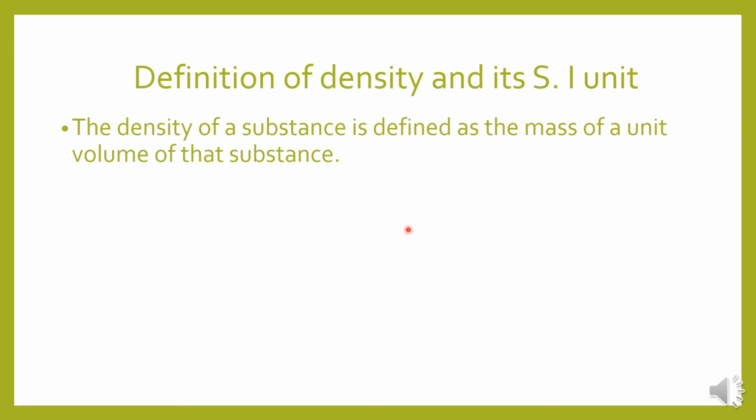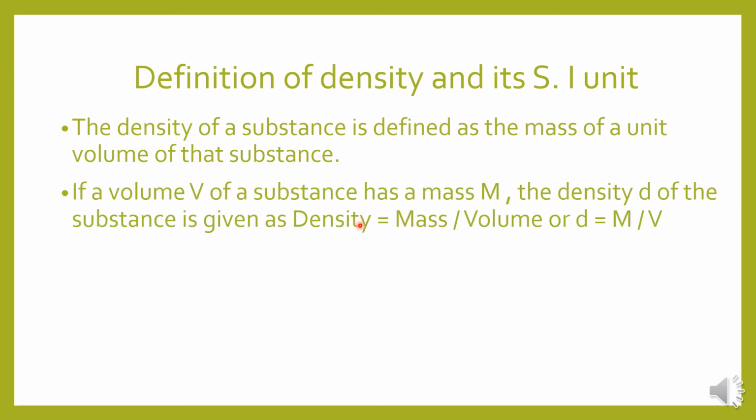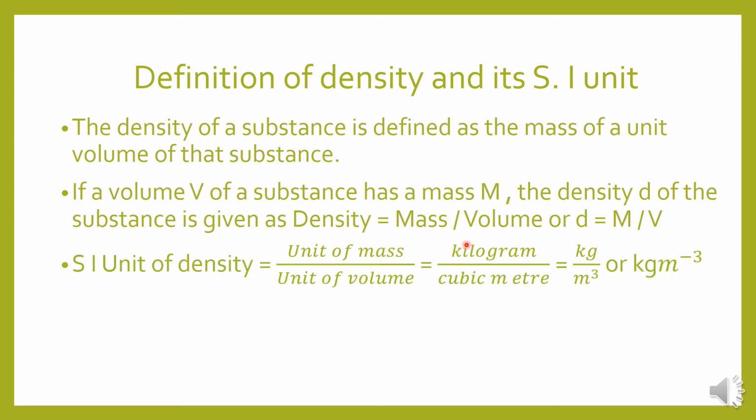This means D equals M upon V. Density equals mass upon volume. If the volume of a substance is V and its mass is M, the density of the substance is given as density equals mass divided by volume, and we can write it in symbols as D equals M upon V. This is the short form. Okay children, this is the formula of density that we use to solve numerical problems.